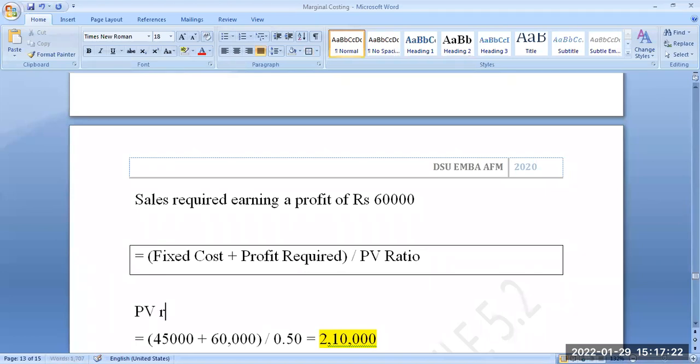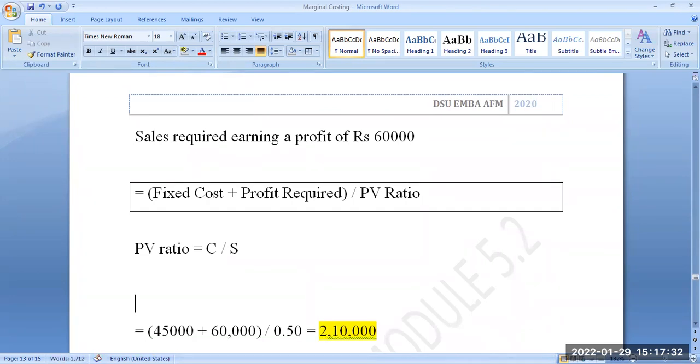PV ratio is nothing but the contribution ratio. PV ratio means contribution ratio, C by S into 100. What is C? Contribution. What is S? Sales. So contribution divided by sales into 100 is equal to PV ratio. So if you take this PV ratio as a denominator in this equation of fixed cost plus desired profit, you will get the amount of sales to be made to earn that much profit.